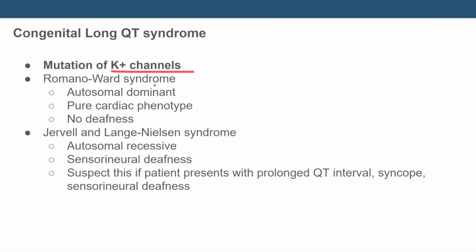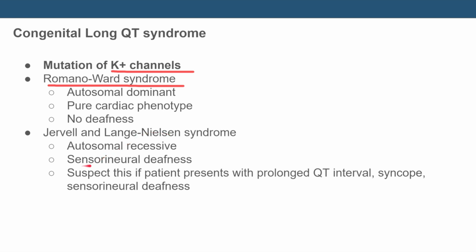We have two syndromes. The first one is Romanoward syndrome, and this is an autosomal dominant syndrome, and it's purely cardiac. It has no other findings, such as no deafness. And the other one, which has deafness, is Jervell and Lange-Nielsen syndrome. This is an autosomal recessive syndrome, unlike Romanoward, which is dominant. And how can you remember that Romanoward is dominant? Because Romans are strong. So Romanoward is autosomal dominant. Jervell and Lange-Nielsen syndrome, this is autosomal recessive.